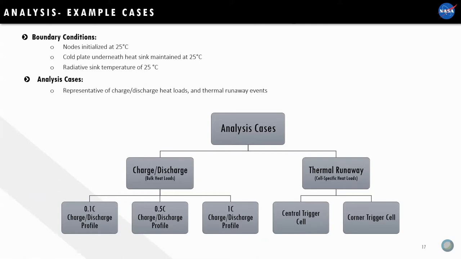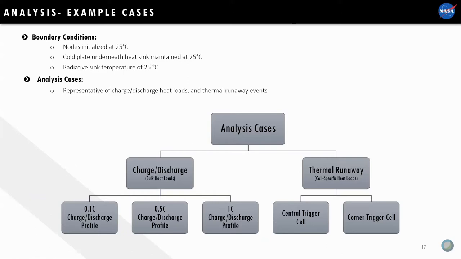Now we will move on to the analysis portion of this course. Here we will talk about some of our example results, as well as some tips on what to look for in your analyses. First, for our demonstration model, we had the following boundary conditions. Our nodes were initialized to 25 degrees Celsius. We had a cold plate underneath our heat sink maintained at 25 degrees Celsius. You saw that in Jonathan's portion of this presentation. We also had a radiative sink temperature of 25 degrees C.